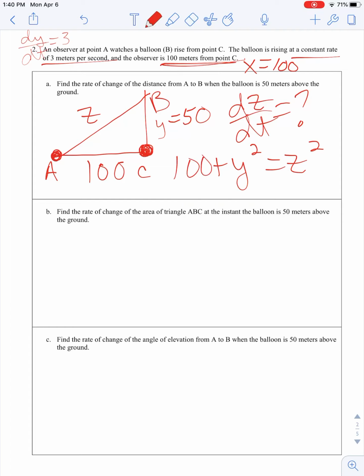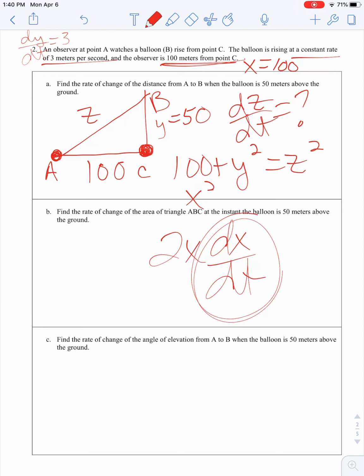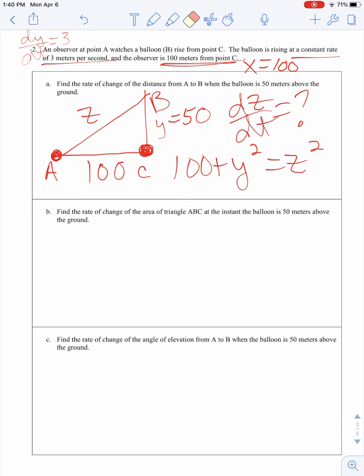If you keep it as x squared, just a side note, and I take the derivative of x squared, I get 2x dx/dt. What is the change in x over time? It's 0, because it's not changing. So that would be 2 times x times 0 anyway, so it's not going to make a difference. All right, so just keep that in mind.